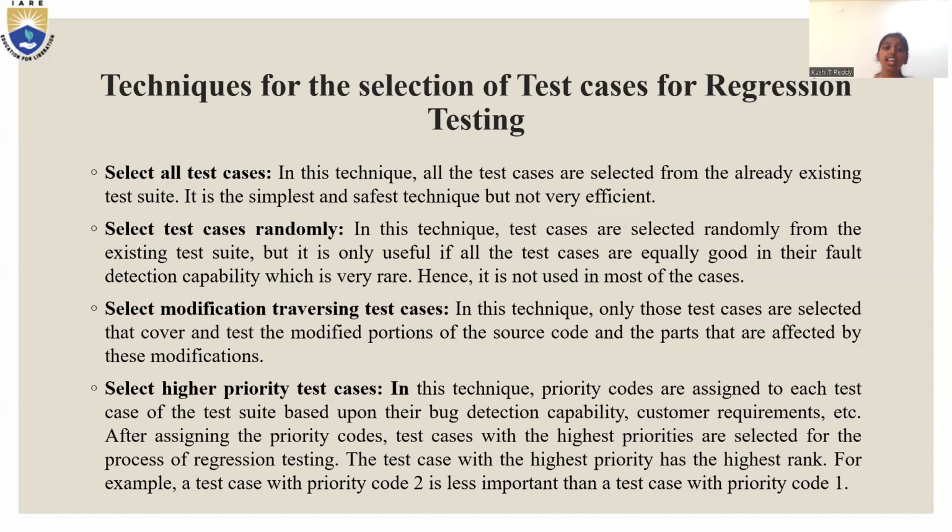Next is select modification traversing test cases. In this technique, only those test cases are selected that cover and test the modified portions of the source code and the parts that are affected by these modifications.